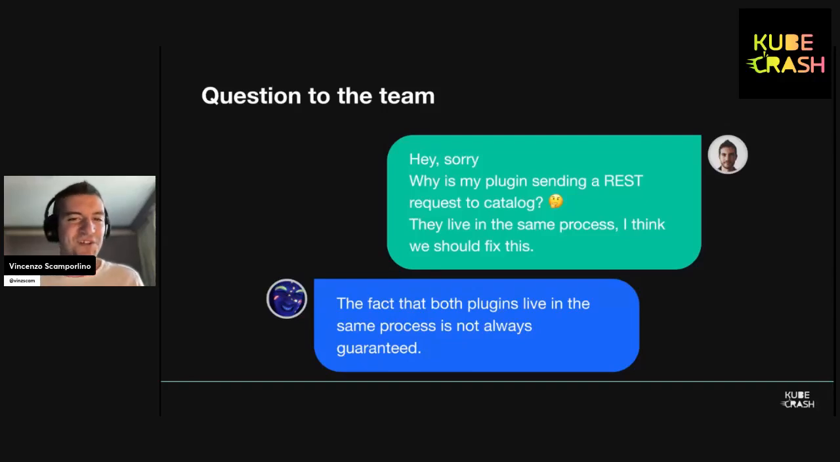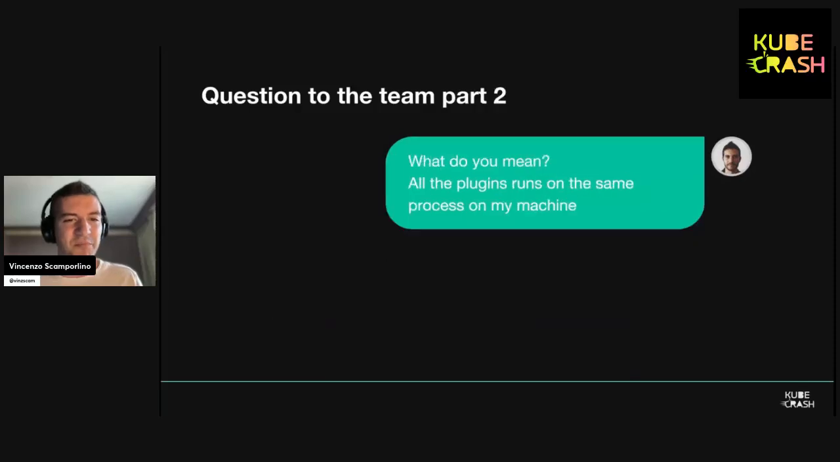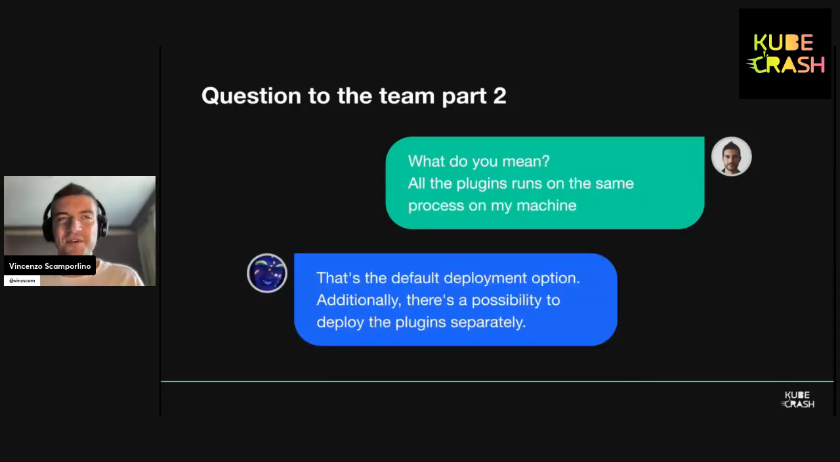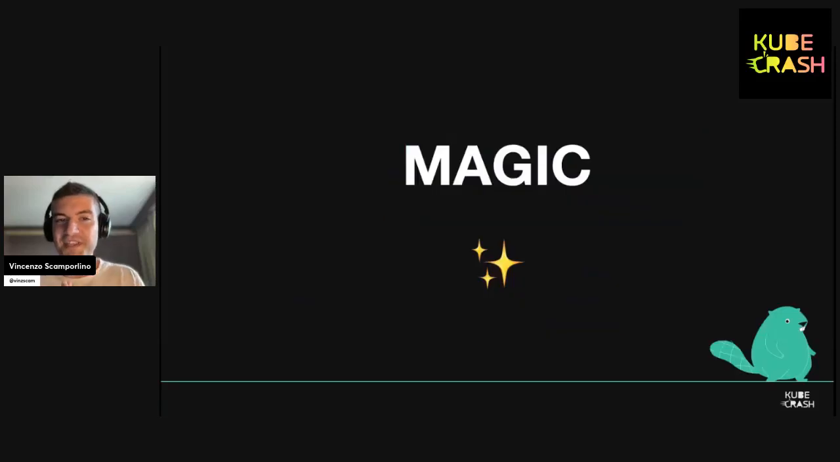And I was still confused because I knew that both plugins were running in the same process on my machine. So why was this needed? It was needed because they were running in the same process on my machine only because I was using the default deployment option. But additionally, there is a possibility to deploy the plugins separately. And this was magic because I didn't know this was possible.